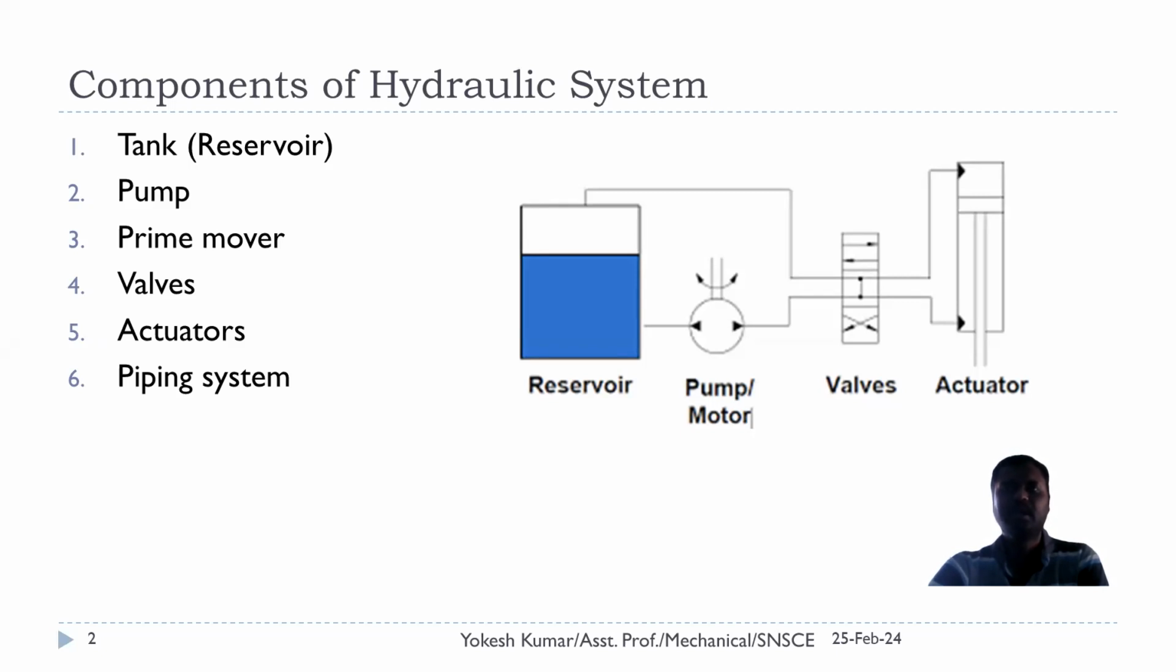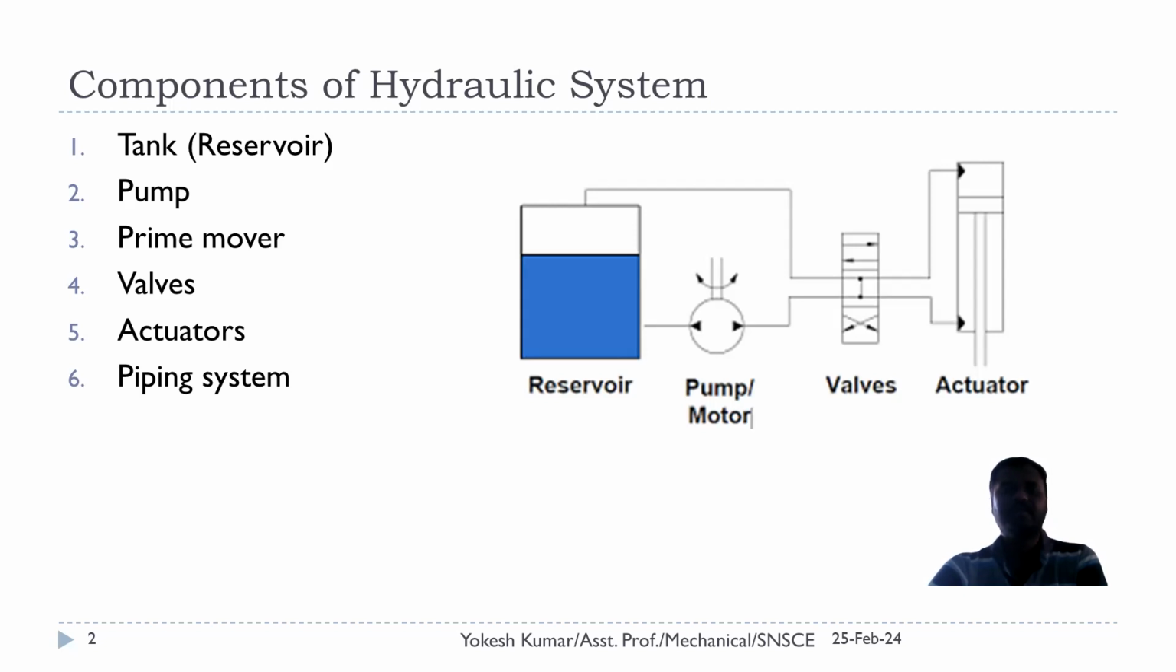If it is used in automobiles, the prime mover may be an IC engine. Or if it is used for industrial applications, the prime mover may be a motor. The prime mover drives the pump so that mechanical energy is delivered to the pump, which converts the mechanical energy into hydraulic energy.